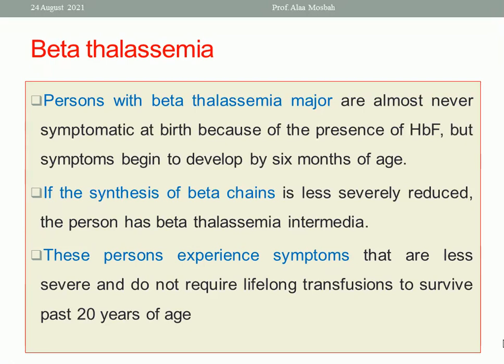If the synthesis of beta chain is less severely reduced, the person has beta thalassemia intermedia. These persons experience symptoms that are less severe and don't require lifelong transfusion to survive past 20 years of age.